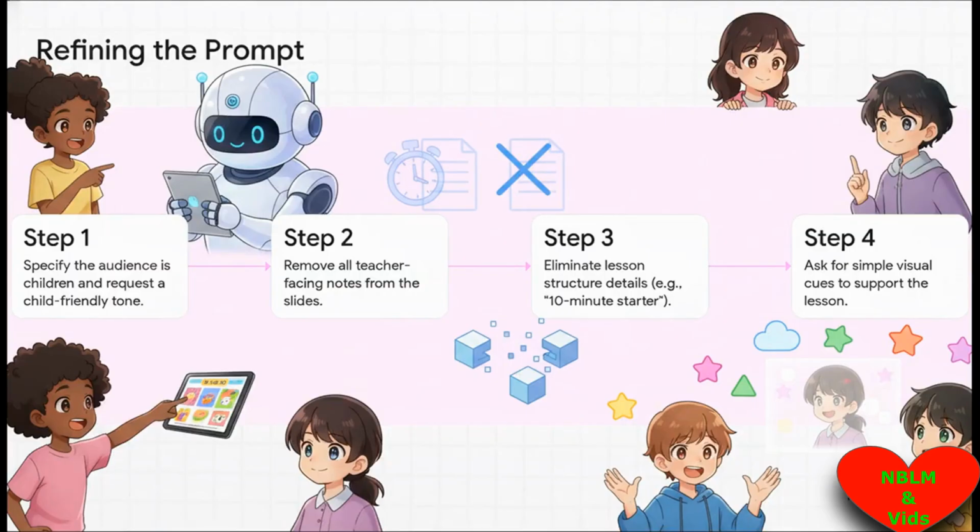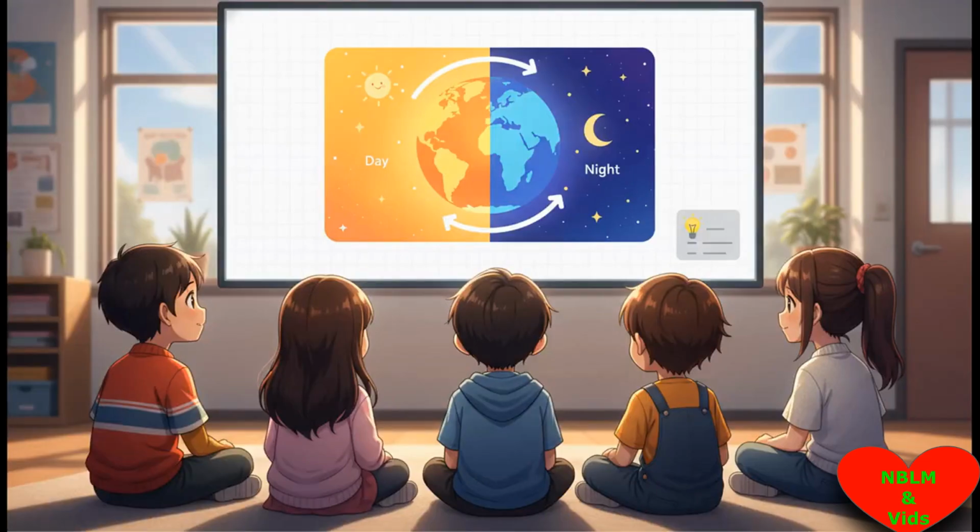But this is where the teacher's input is absolutely crucial. It's all about iteration. So they went back, they refined the prompt, they got specific. They told the AI, the audience is children, I need a friendly tone, and most importantly, get all of my teacher notes and timings off the slides. And the difference is just night and day.